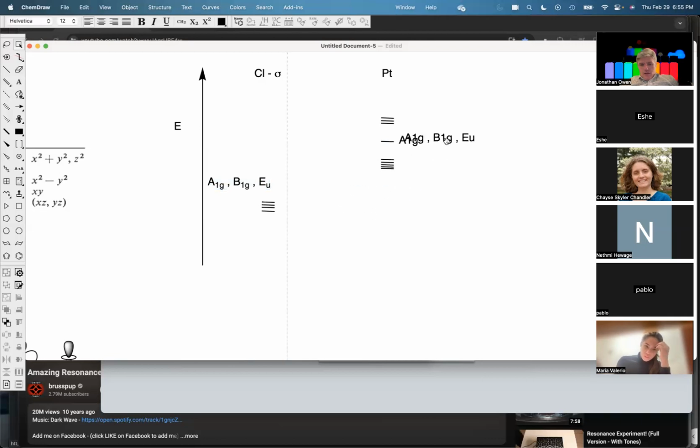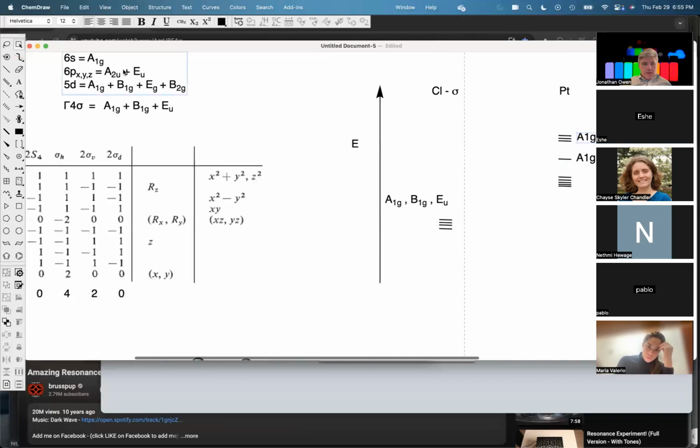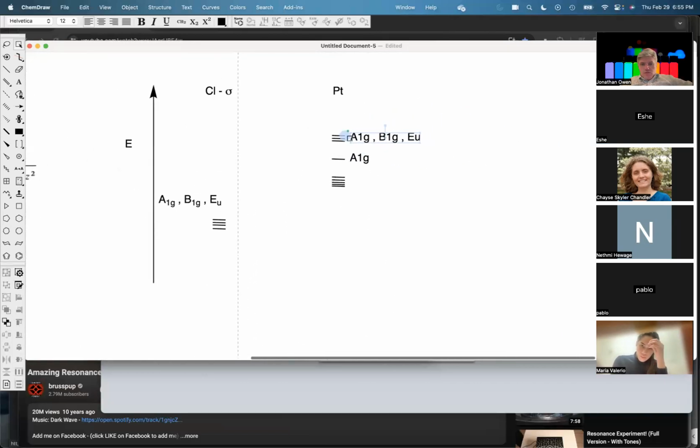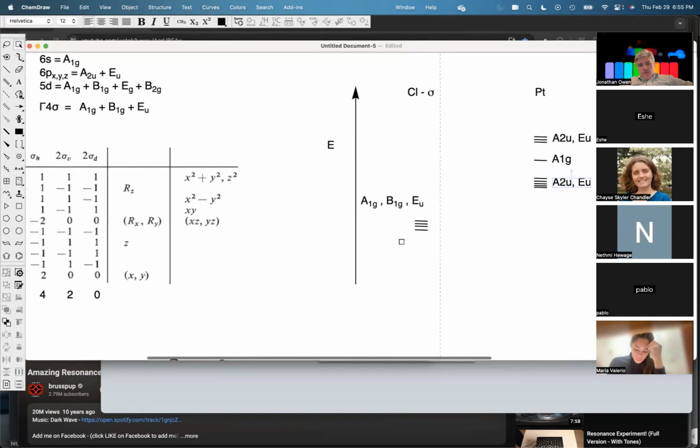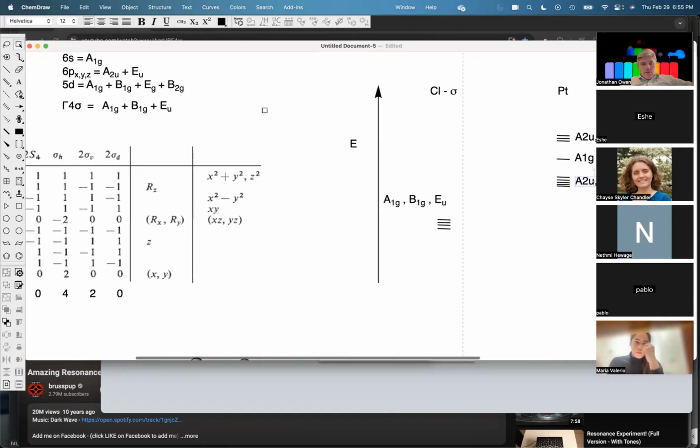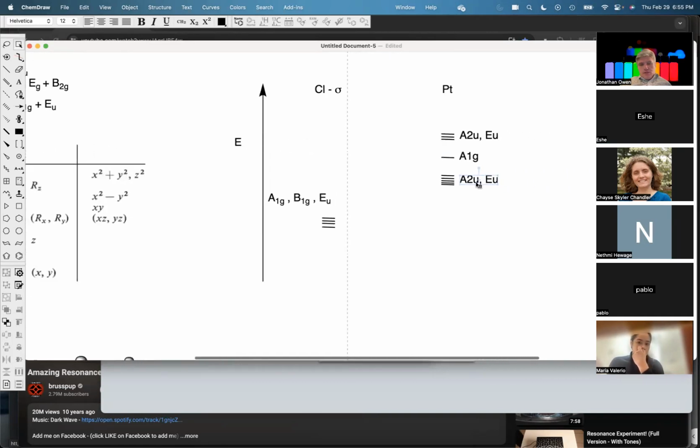And what is this guy up here? Do you remember what the PZ is, or the platinum p orbitals? What did we say? A2U and EU. And then the d orbitals we did before. There they are. A1G, B1G, EG, and B2G.